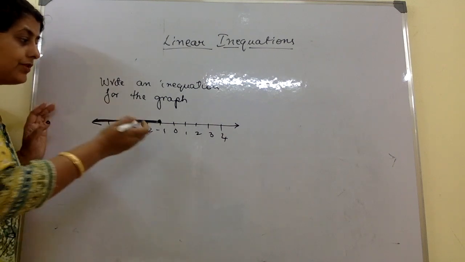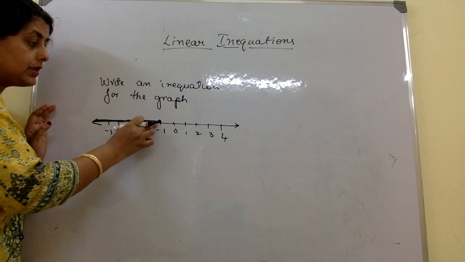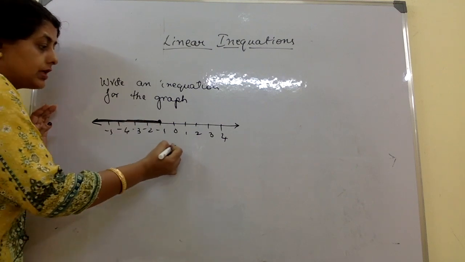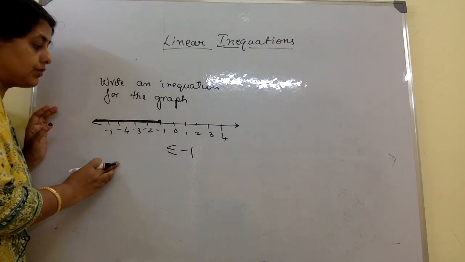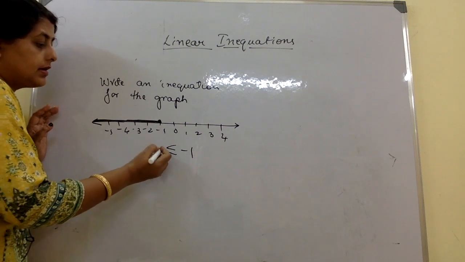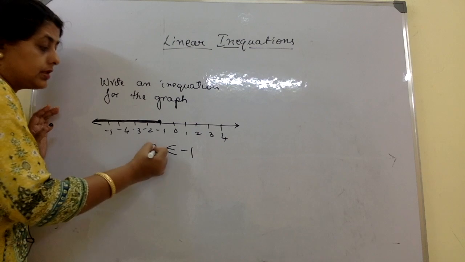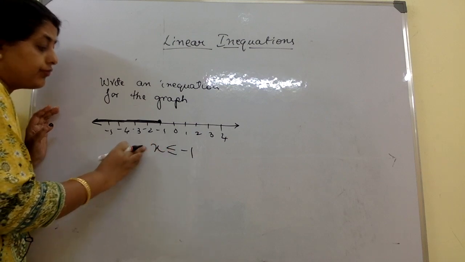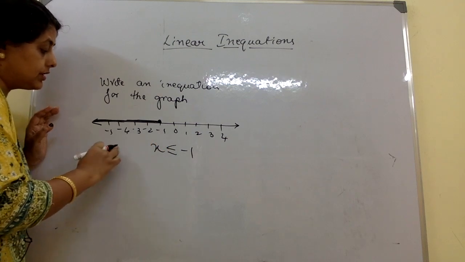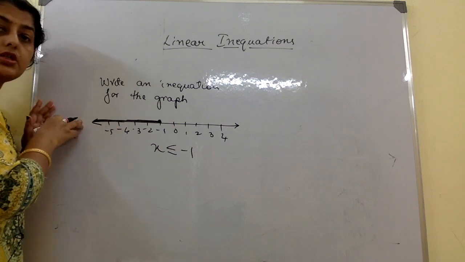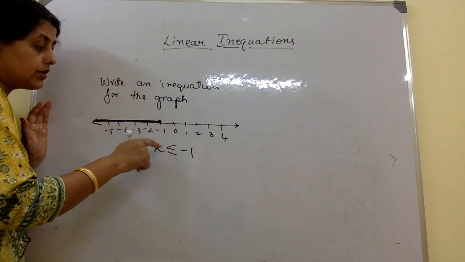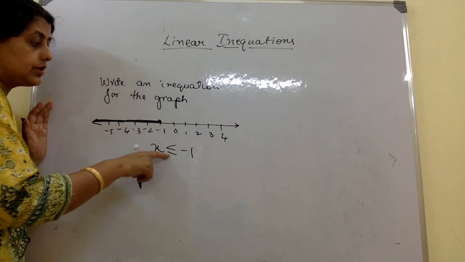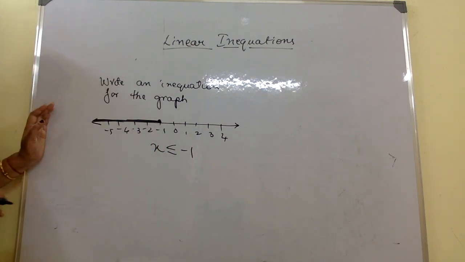Here we can see x is taking all the values including -1. So can we write this? x is less than or equal to -1. Note this, less than equal to, and x here. We will not put anything else here because it is just going, anything less than -1 works. So the only thing you have to be careful about is this line. So x is less than or equal to -1.